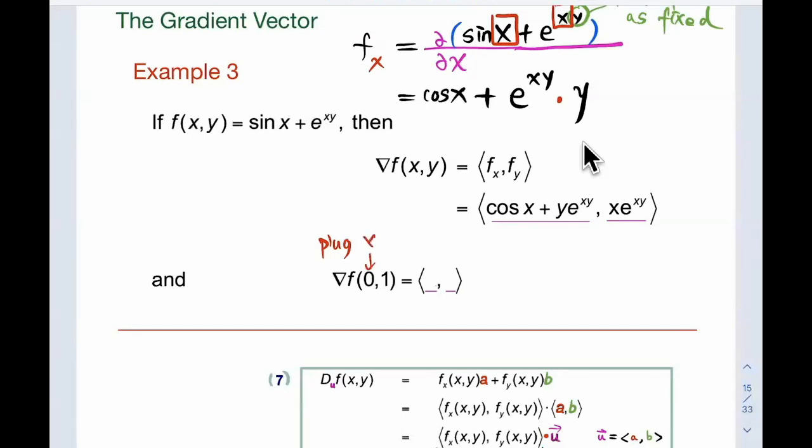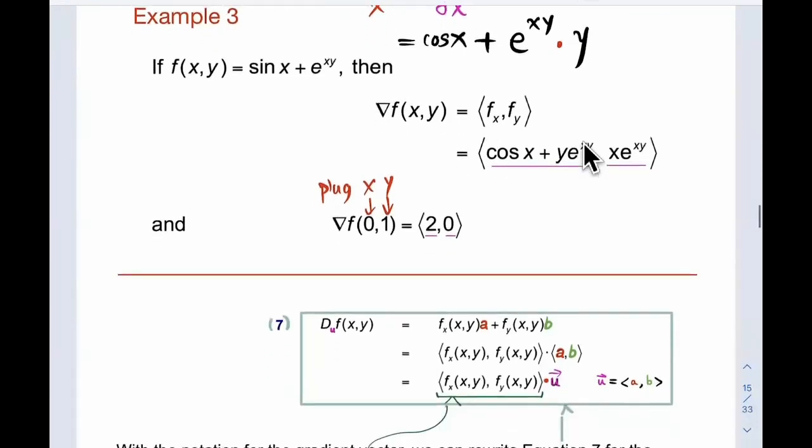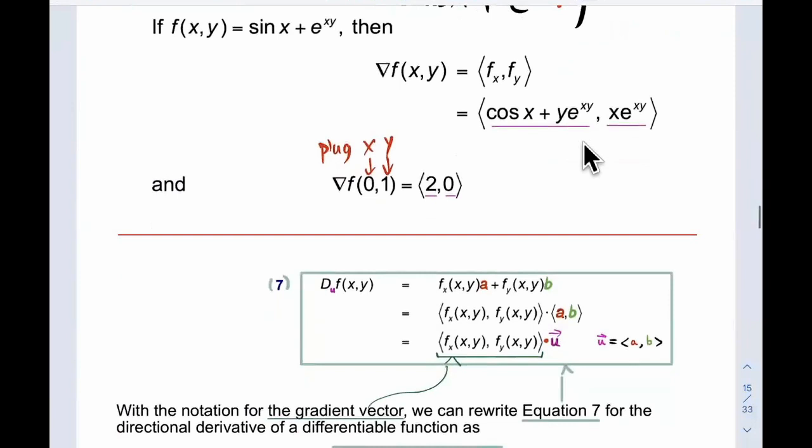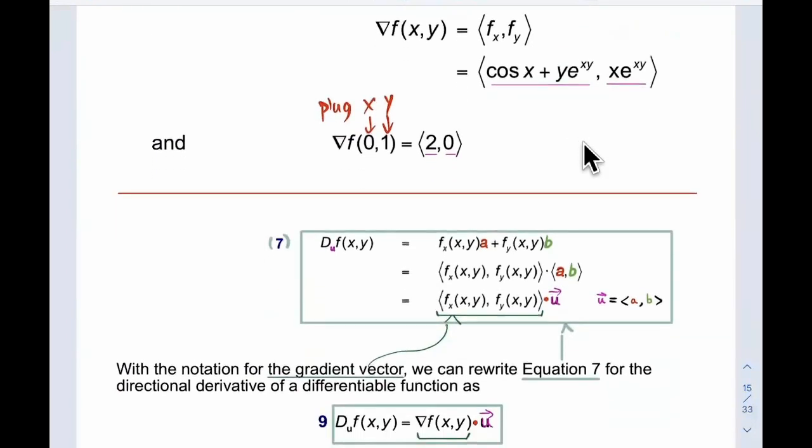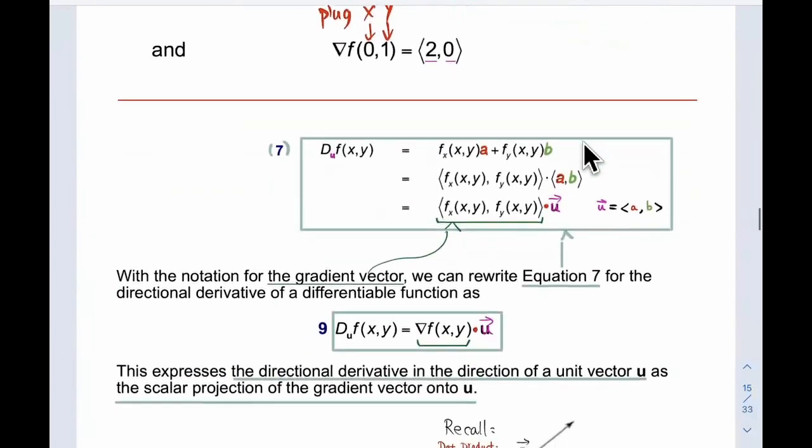So x equal to 0, y equal to 1. What will be the first component? What does it equal to? 2? Yeah, you got it. Good job. And then the second component will be 0. Yes, you got it. Very nice. So you have computed the gradient successfully. You did a good job. It's not that scary once you do some examples, right?